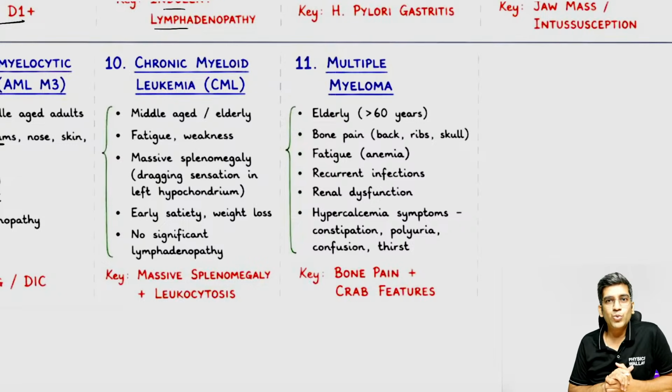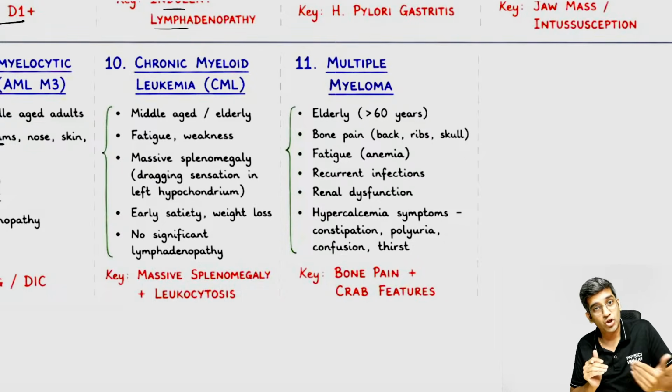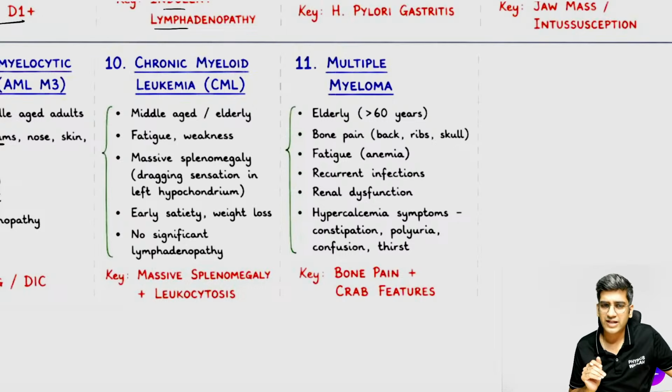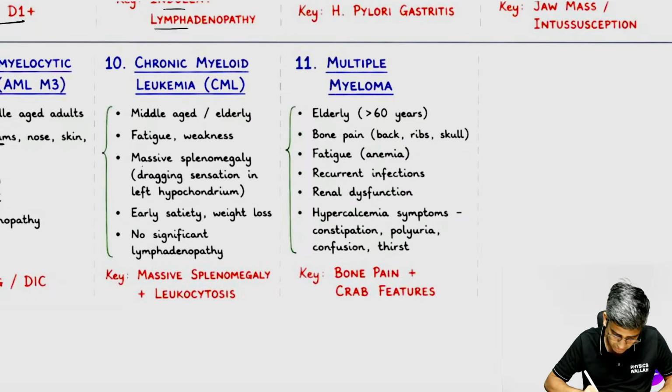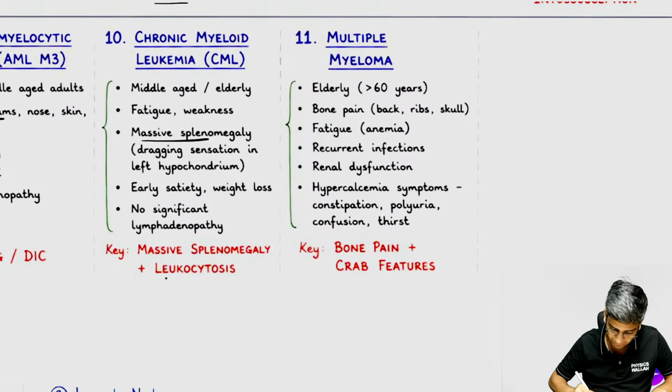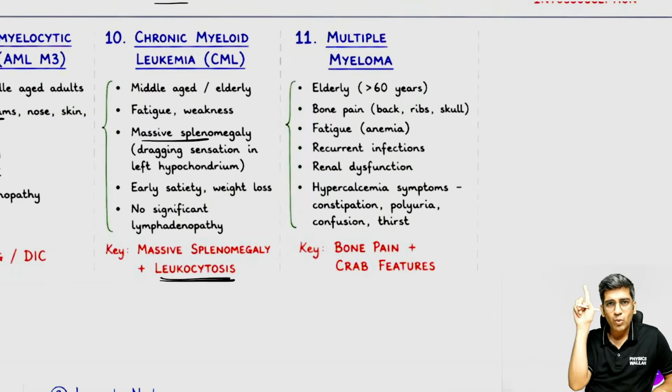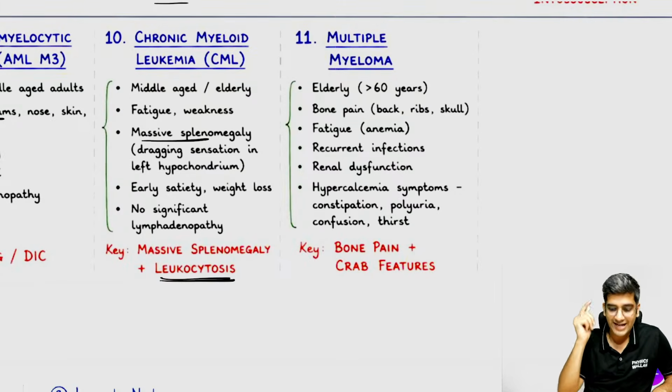CML. I don't want you to tell me the triad of CML, right? Elderly person, massive splenomegaly, which will cross the midline sometimes, right? And on microscopy, you have leukocytosis with left shift, diagnostic of CML, right? It's massive splenomegaly, plus you should have leukocytosis. I'll give you one more important history. Let's see if any one of you is able to give the right diagnosis.